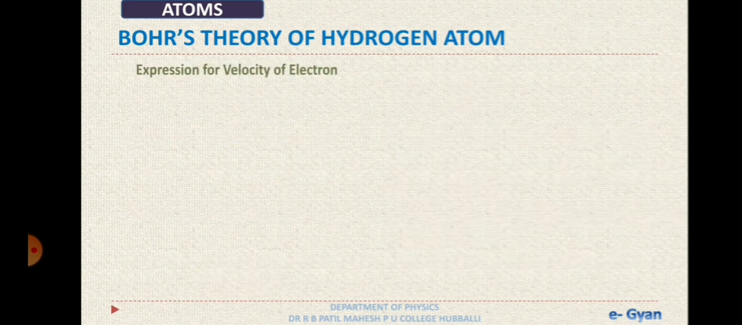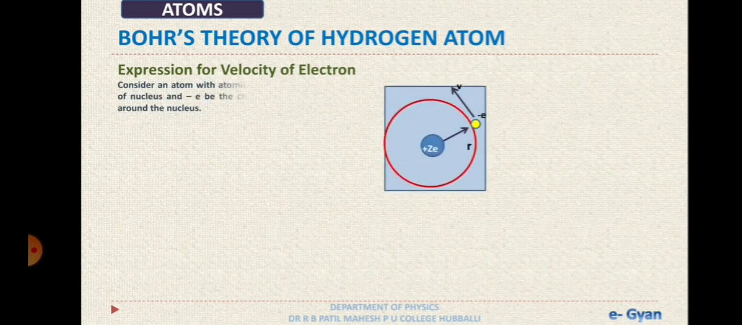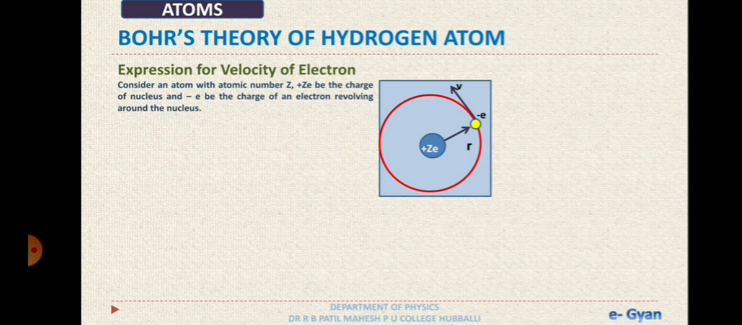Now let's move on to the discussion of the expression for the velocity of the electron. Now again, let us consider an atom of atomic number Z. Then Ze becomes the charge of the nucleus, and let minus e be the charge of the electron revolving around the nucleus. Let m be the mass of the electron, r be the radius of the orbit in which it revolves, and v be the velocity or speed of the electron.